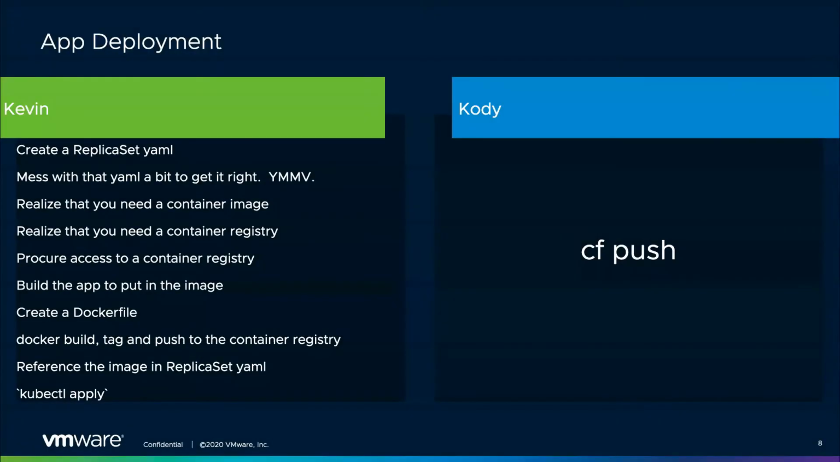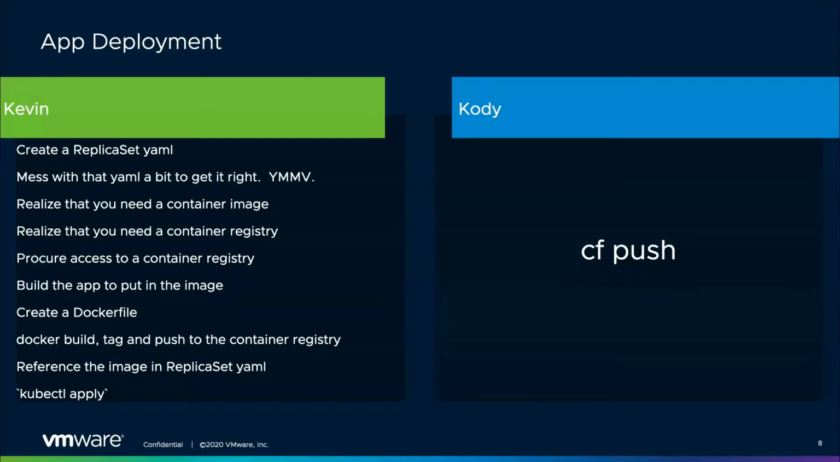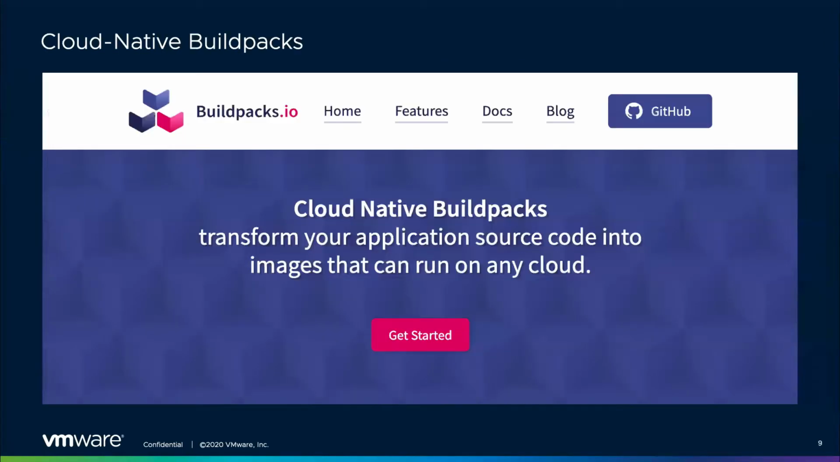Moving on. In Kubernetes, Kevin had to do a whole bunch of stuff there, as you can see, and Cody actually just had to run cf push, which we've done ourselves. So there's a lot of magic going on. So how does that happen? Well, it happens with, I've lost my presenter notes here. There we go, I've got my presenter notes back.